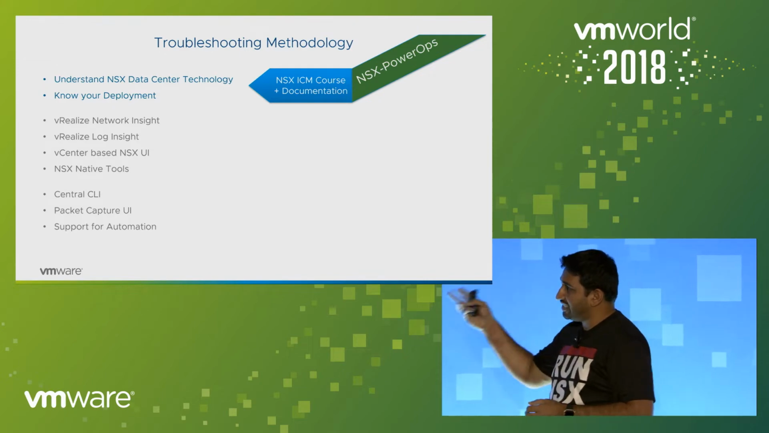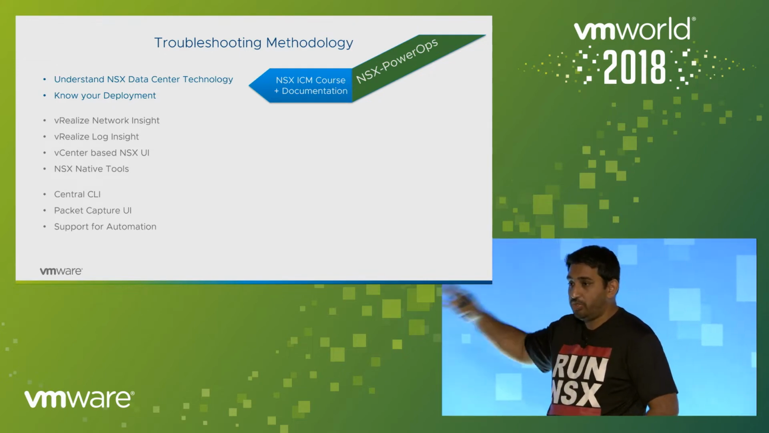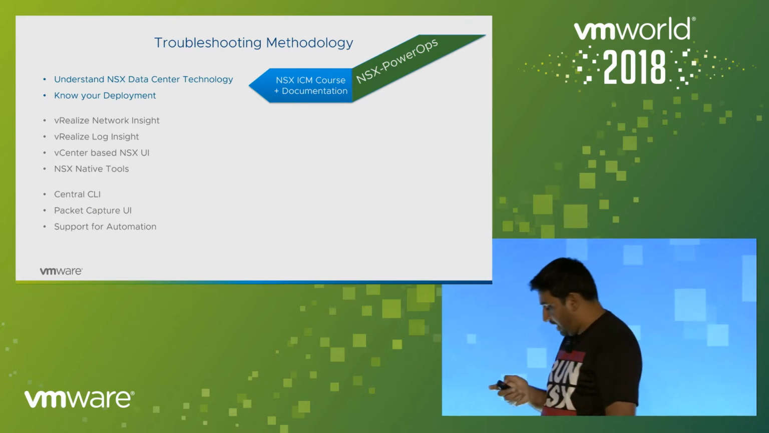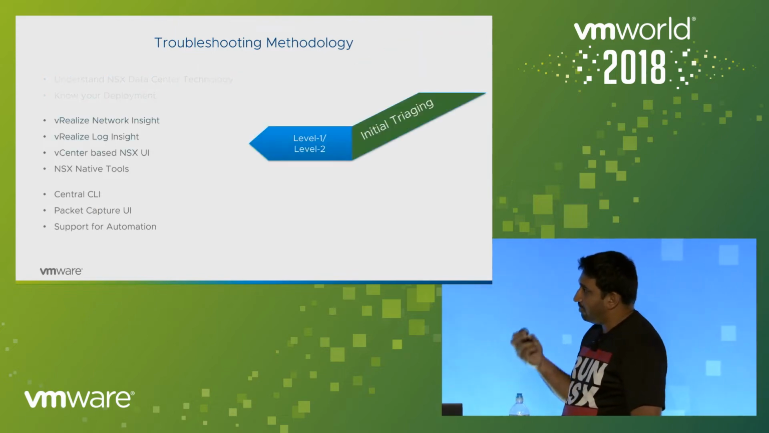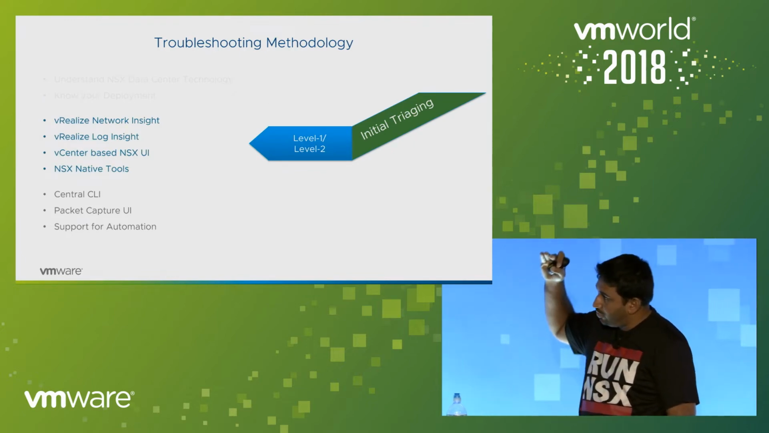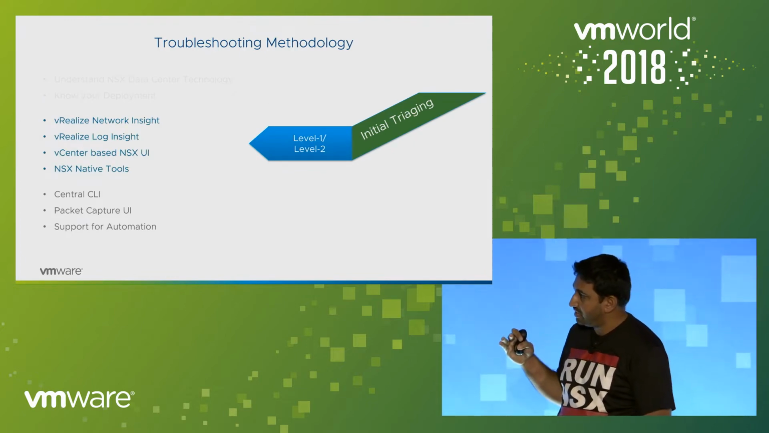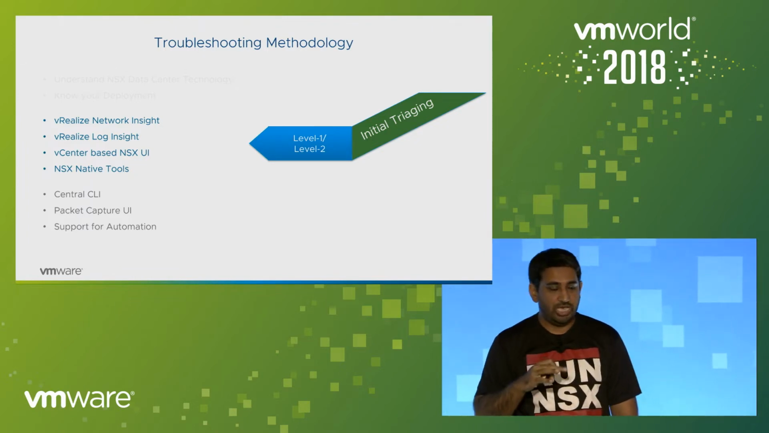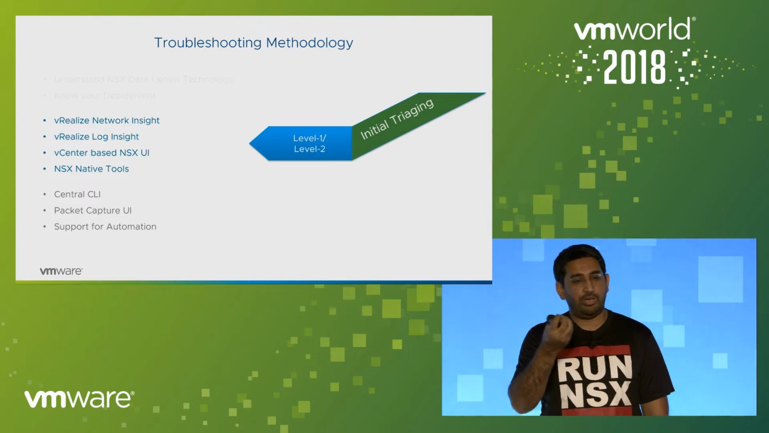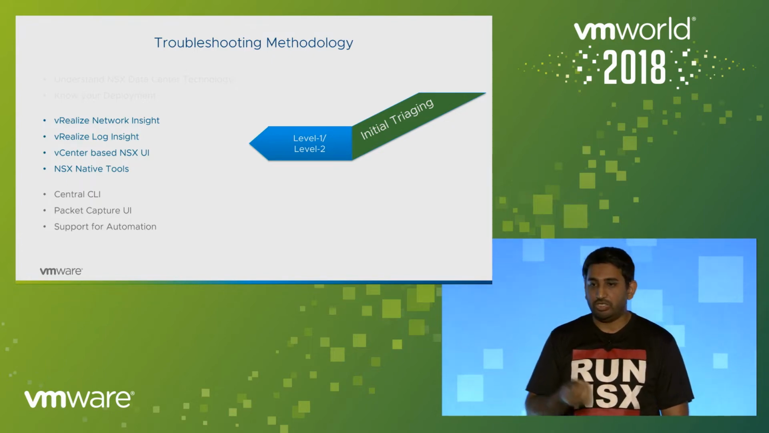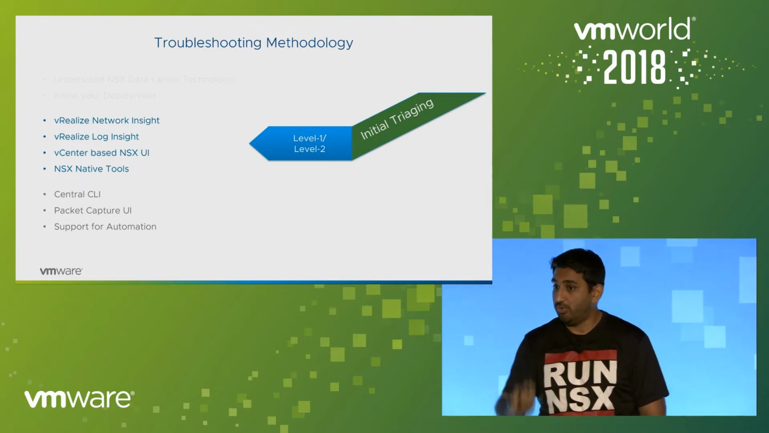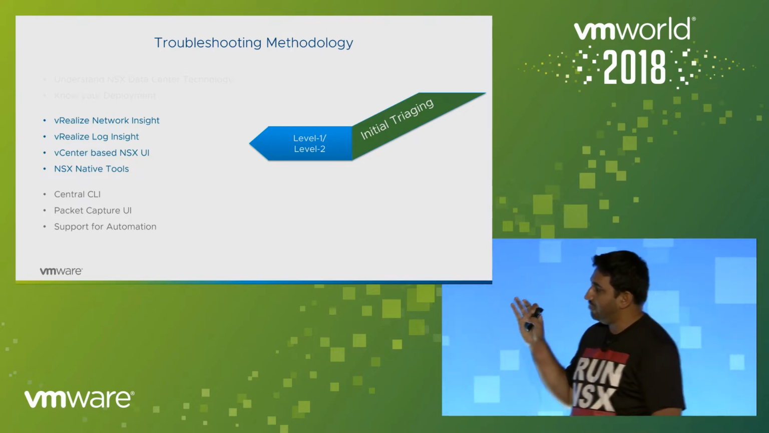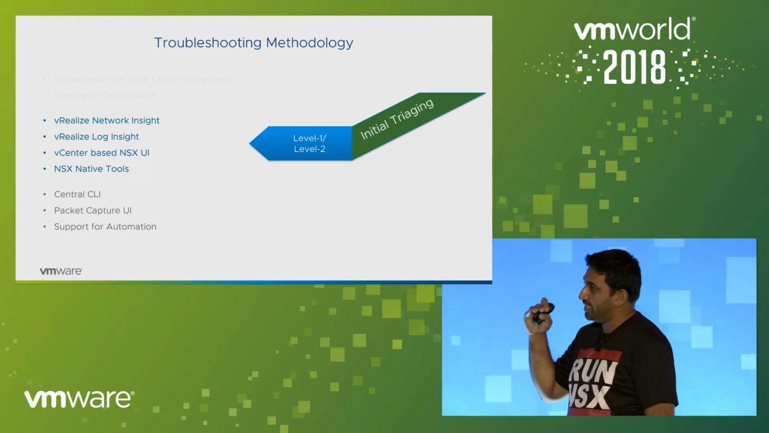So NSX-PowerOps is one of the things that could help you. Realize Network Insight is definitely something that would be useful. Now, the next level, from a troubleshooting methodology perspective, now that you know about your environment and you know the NSX technology, is: what are my level 1 and level 2 troubleshooting tools? Level 1, level 2 you can think about from a skill set perspective. You can also think about it as when I start troubleshooting, where do I go first. So you can slice it however way you want. But level 1, level 2 is essentially Network Insight and Log Insight.